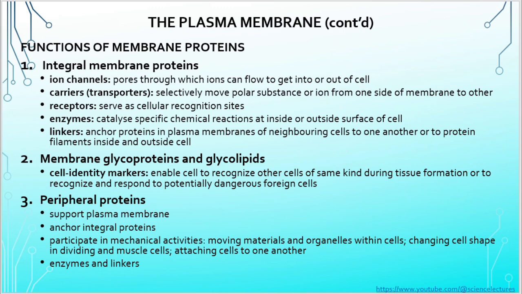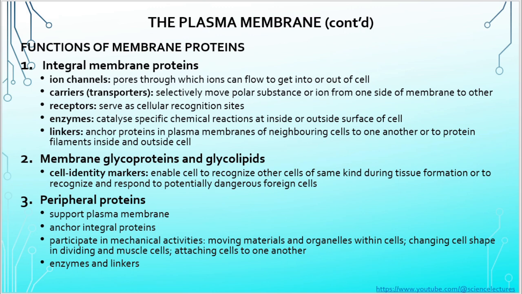Membrane glycoproteins and glycolipids often serve as cell identity markers. They enable the cell to recognize other cells of the same kind during tissue formation, or to recognize and respond to potentially dangerous foreign cells. The ABO blood type markers are one example of cell identity markers, which is why when you receive a blood transfusion, the blood type must be compatible with your own.